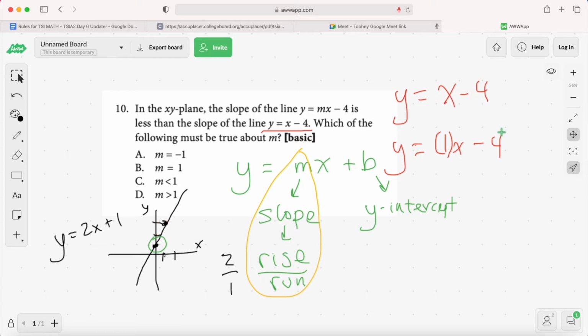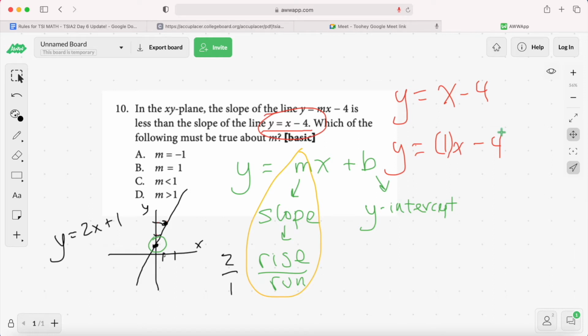Yes. What are you confused about? Anything? No. Okay. That's the connection you have to make to answer this question. You've got to recognize that the slope of this line right here, y equals x minus 4, is 1. But is that clear now, that the slope there is 1? Yeah, I got you. Okay.